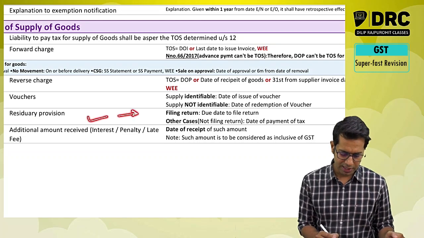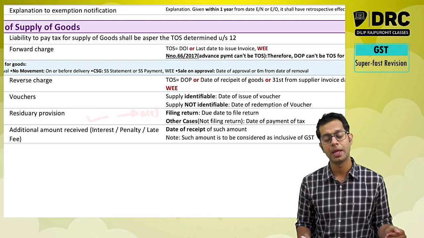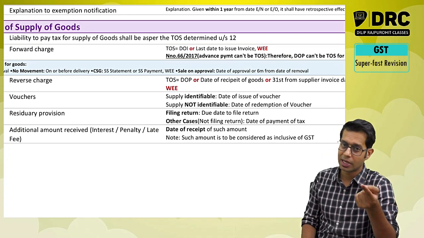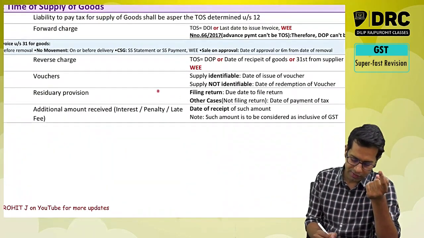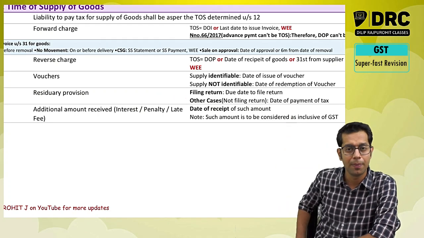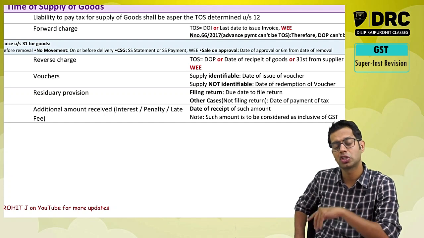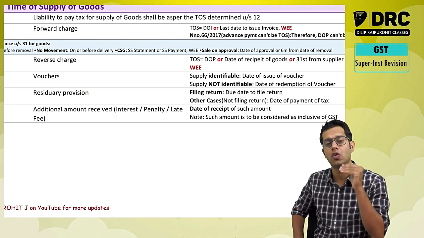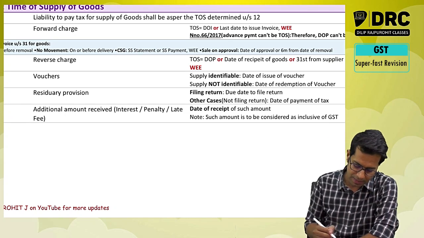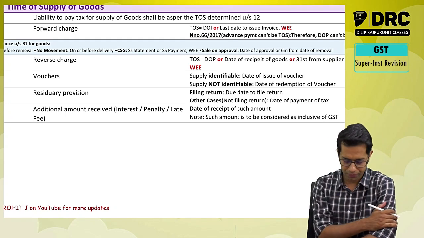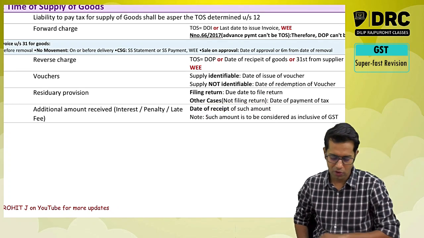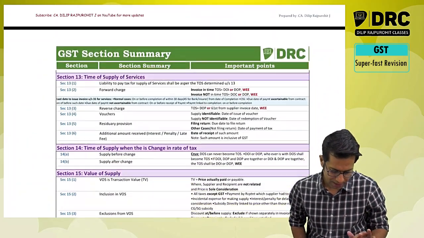And in residual cases, section 12 subsection 5 says the time of supply will depend upon whether you are filing returns or not. If you are filing returns, then the due date of filing returns should be taken as time of supply, and in all other cases, if you are not a registered person, then it will be the date on which you are making payment of taxes. Now section 12 subsection 6 says if there is any interest, penalty or late fee for delayed payment of consideration, that shall be added in the value of supply, and accordingly the time of supply will be the date of receipt of such amount. Whenever you are receiving that amount, that day it will be treated as time of supply.